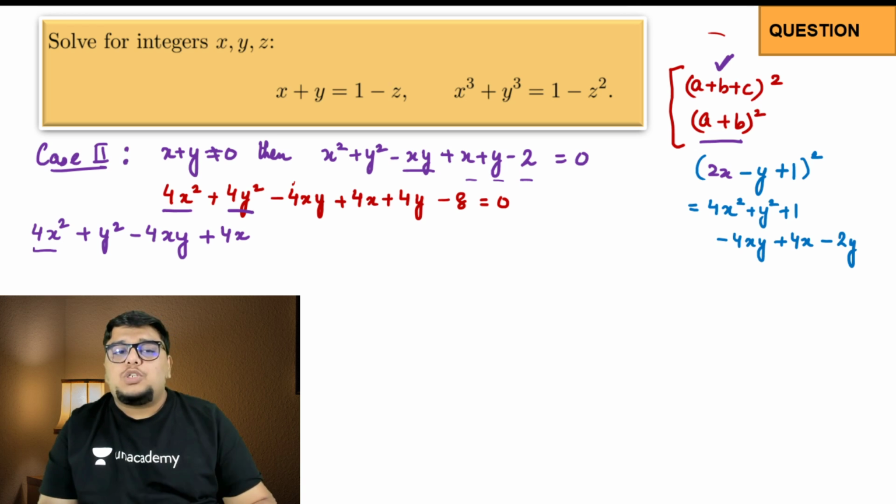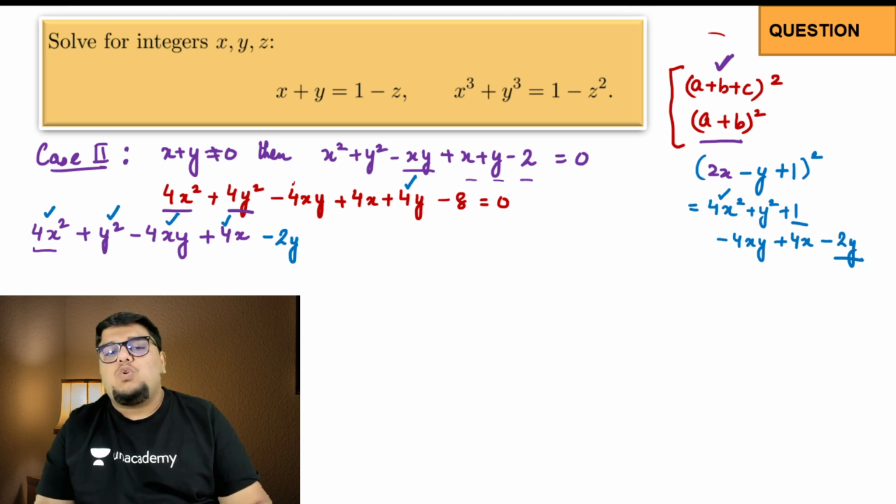So let's check what terms do we have here. We have 4x square. Okay. We have 4x square here. We have y square also. We have minus 4xy. We have 4x also. We don't have 1 and we don't have minus 2y. So what I will do is I will write minus 2y, but since there is already a 4y, I will add 2y to it, so it will become 6y. Okay.